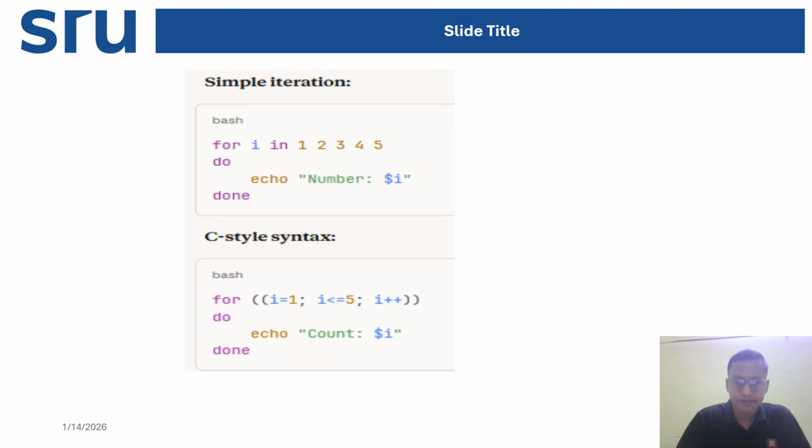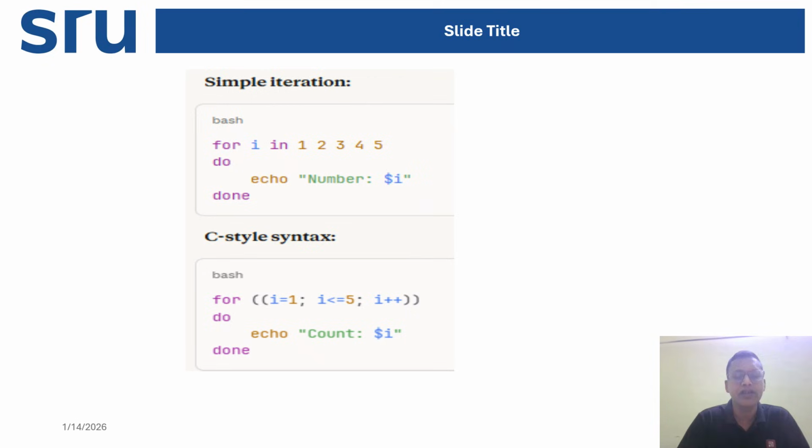Here, initially the value of i is 1, then it prints the value of i. Then the value of i is 2, it prints 2. Then the value of i is 3, it prints 3. The value of i is 4, it prints 4. Then finally the value of i is 5, it prints 5. This is the overall picture of the first example.